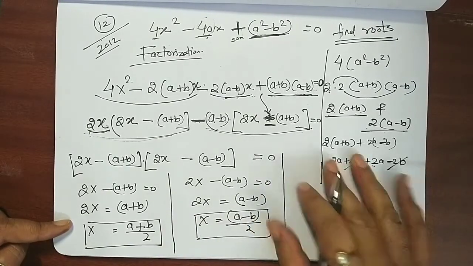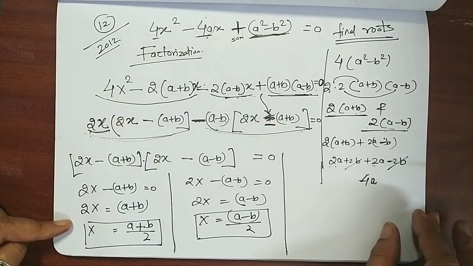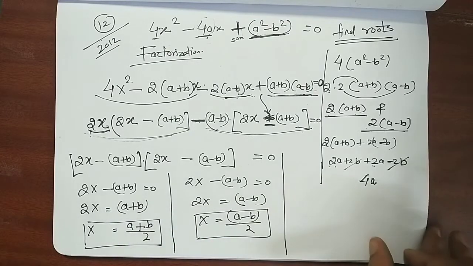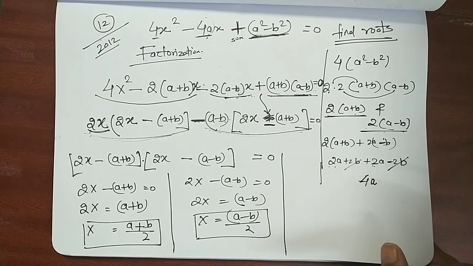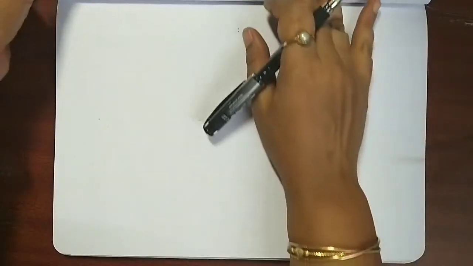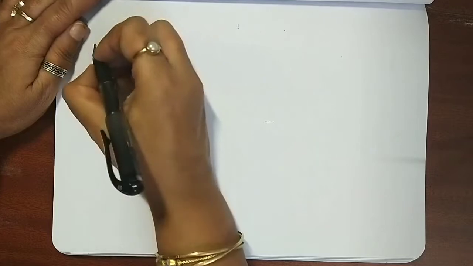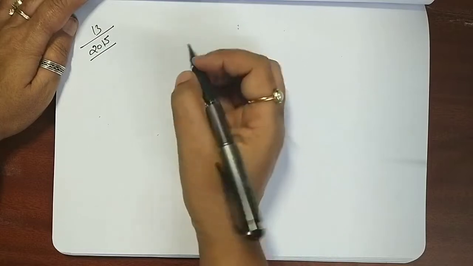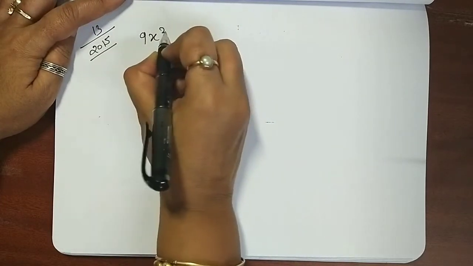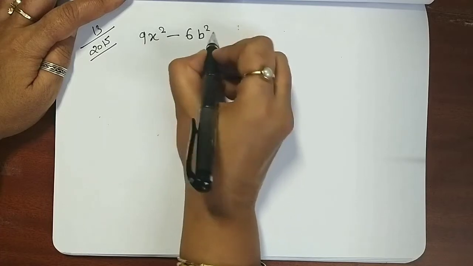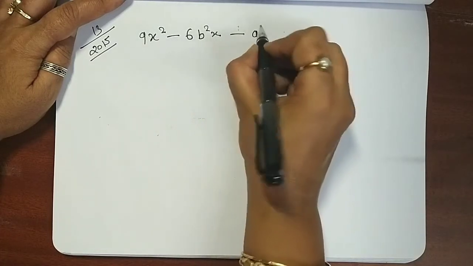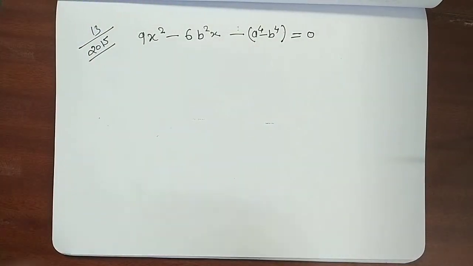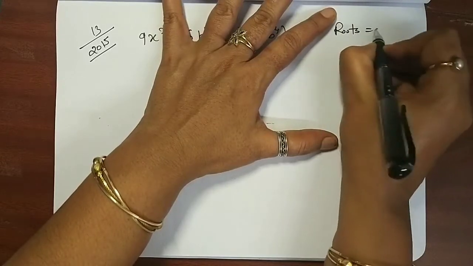So please solve it again. It was a question asked in the 2012 paper. So this was the question and it has these two roots or these two solutions. Let's do one more question, guys, similar to this. And here is question 13 from R.S. Aggarwal. It was asked in the year 2015. Here is the question: 9x square minus 6b square x minus a4 minus b4 equal to 0. And we have to find roots or solution.